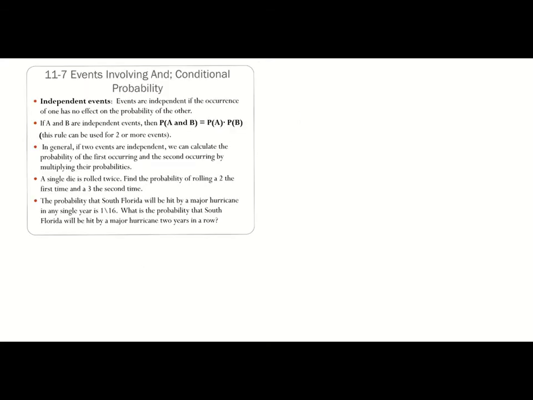All right, now we're on section 11.7. Here we're going to look at independent events, events involving the word and, and also conditional probability. If events are independent and we're looking for the probability of A and B, that keyword and means to multiply the two events together.